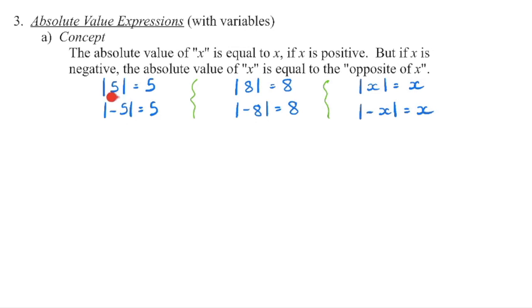So we can see that if what's in here is positive, then we're just getting that value once we take the absolute value of that. If what's in here is negative, we're getting the opposite value. So it's kind of like we're multiplying by a negative 1.